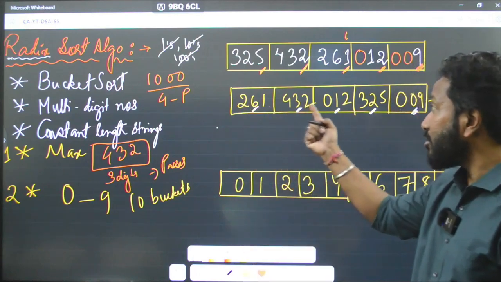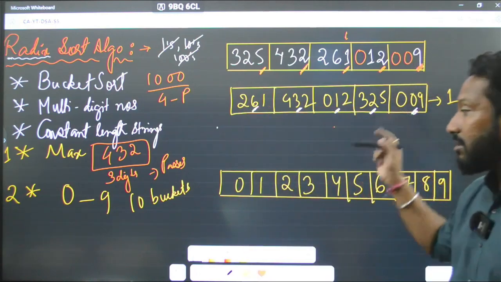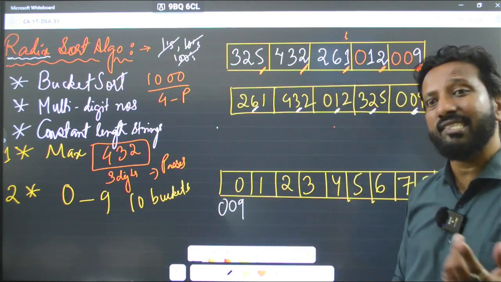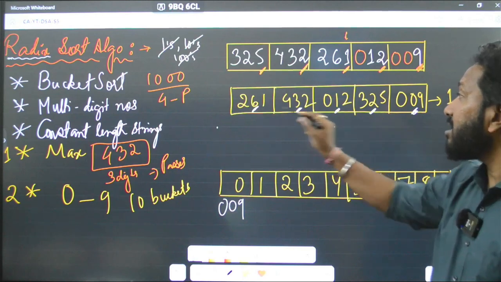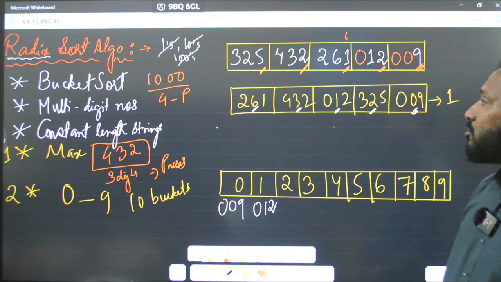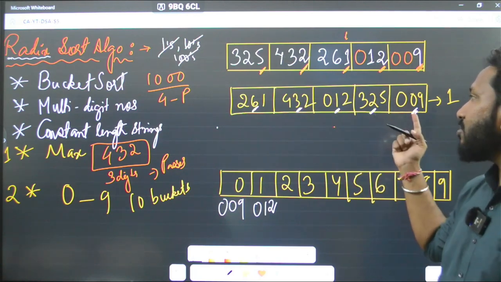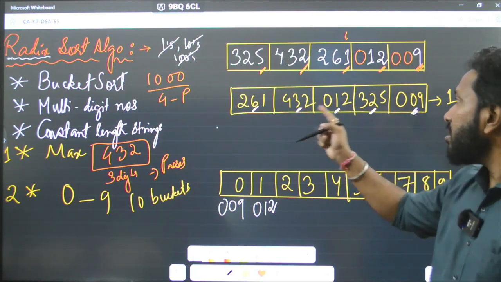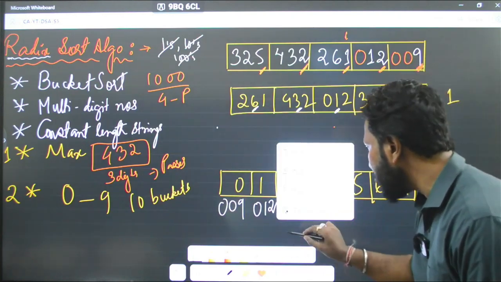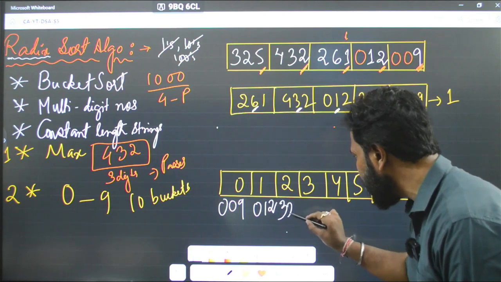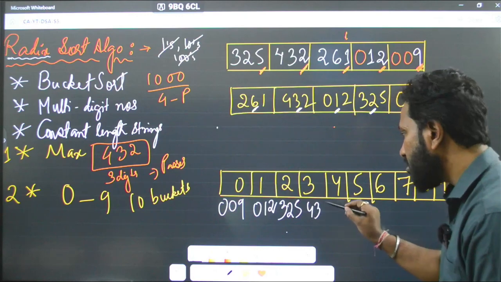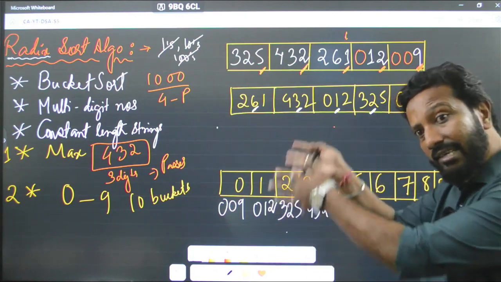Do you have zeros? Yes, I have a 0. So store it in this bucket 009. Makes sense? Easy, right? Then do you have 1? Yes, I have 1. So this is 0, 1, 2. Do you have 2 or any other ones? No, I don't have 2. Yes, I have 325. So this is 3, 2, 5. Do you have 3? Yes, I have 432. So I am just writing them in that respective bucket.